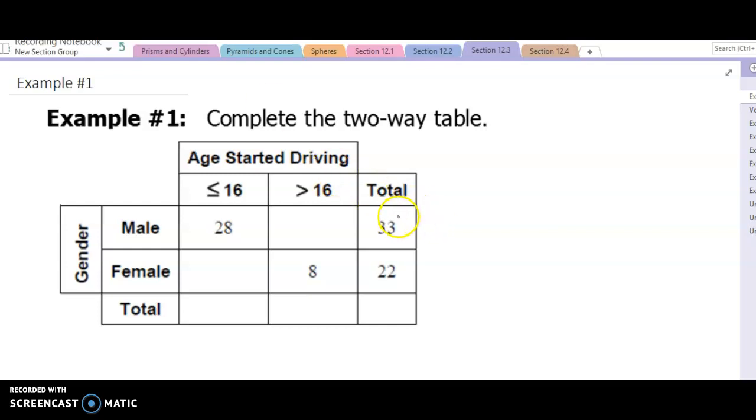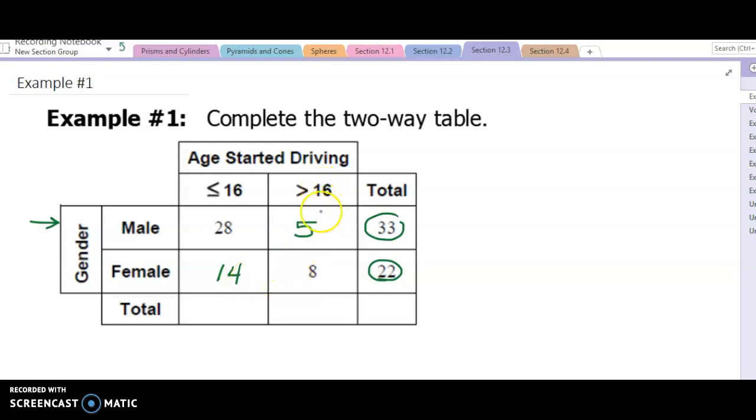Okay, so if there's a total of 33 males and 28 started driving before or less than the age of 16, that means 5 had to start over the age of 16. So 28 plus 5 is 33. That's how I got that number. And we have 22 total females, and 8 started driving after 16, which means the rest of them, which would be, what is that, 14? Started driving before or at the age of 16.